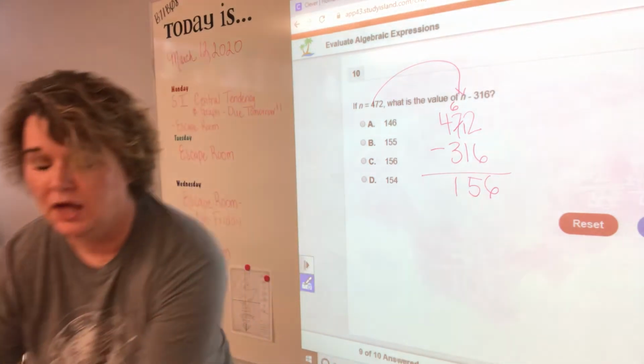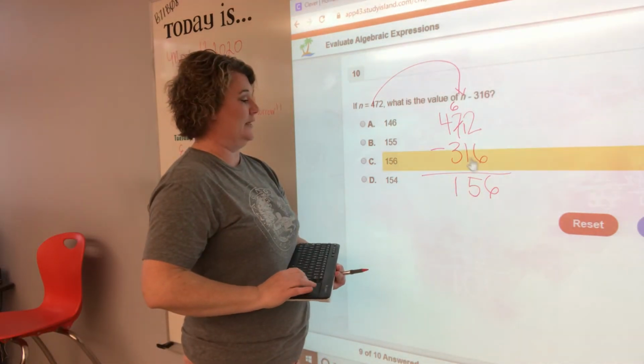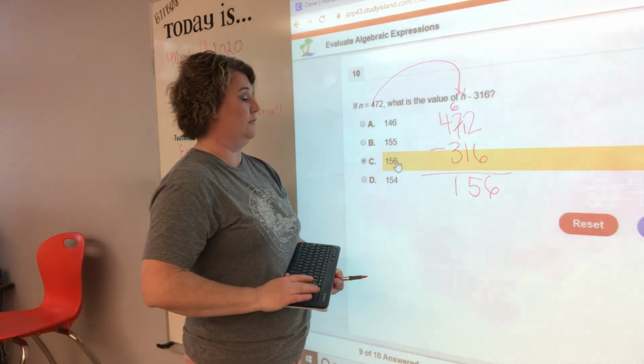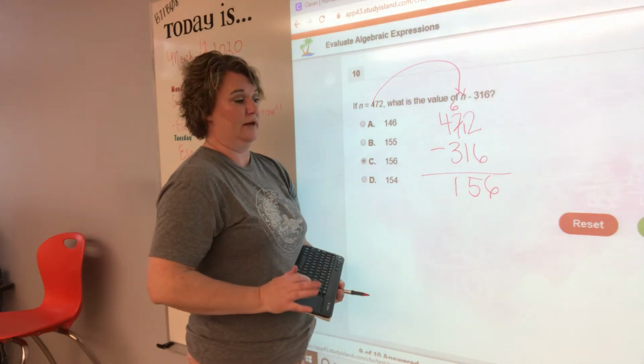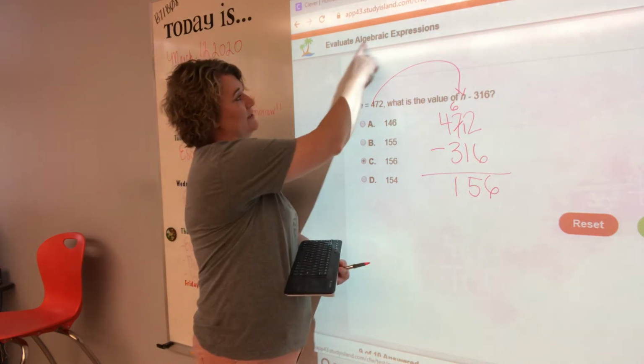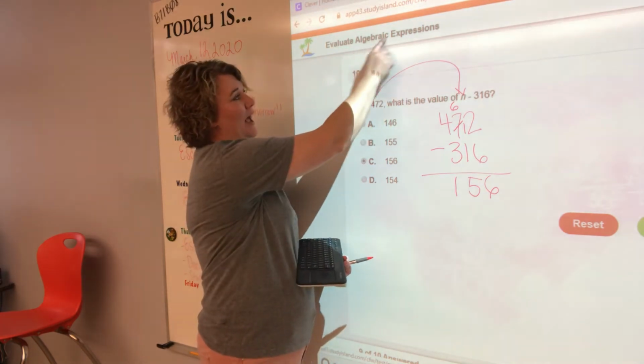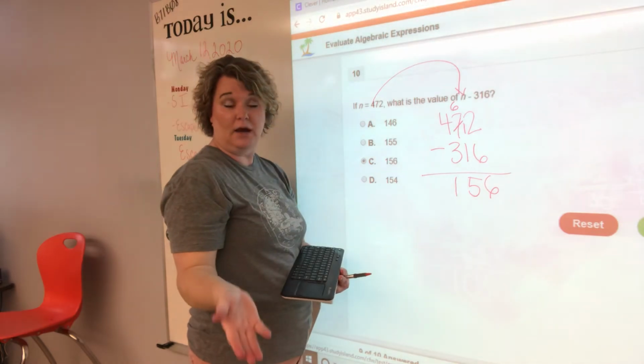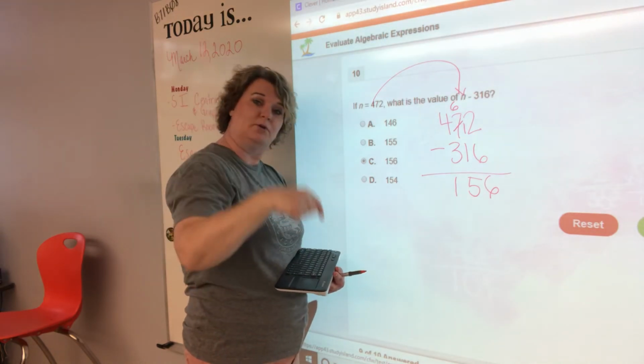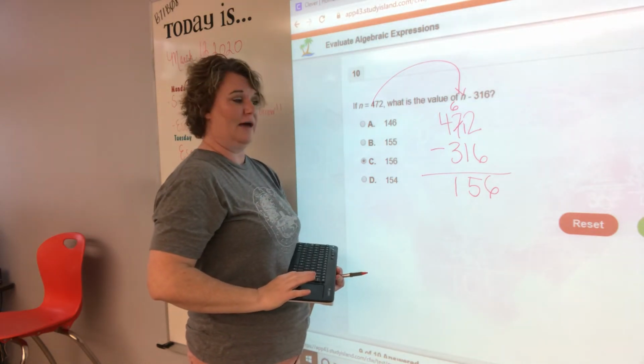Pretty easy. Literally all you're doing is plugging in values for letters. That's all it is. Evaluating means just working out the problem, getting an answer. Algebraic means it's got letters in it, and you're plugging in numbers for those letters. That's all that means.